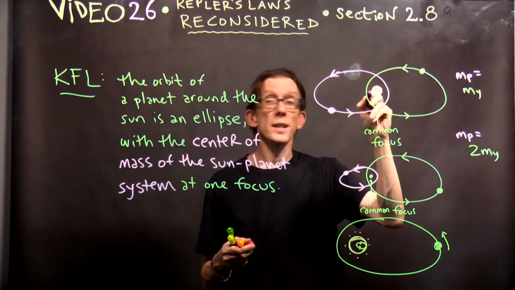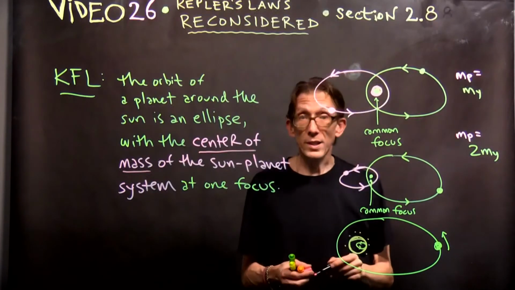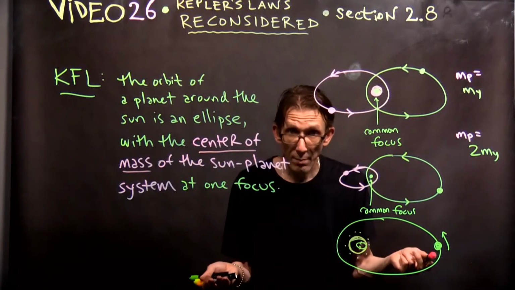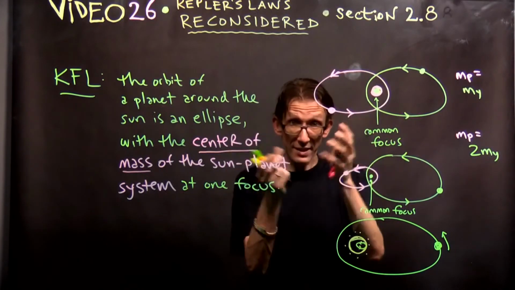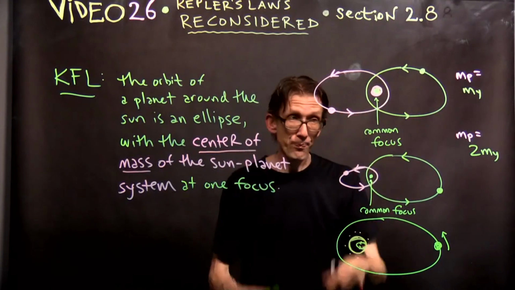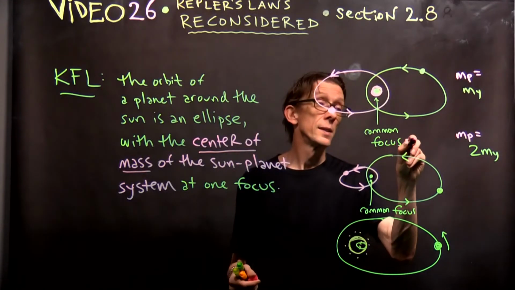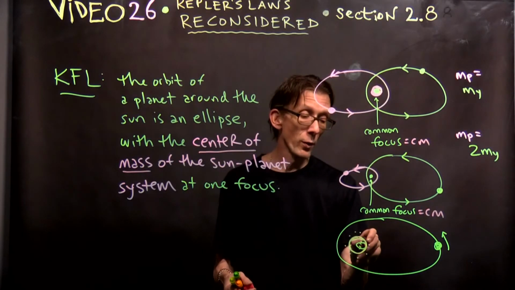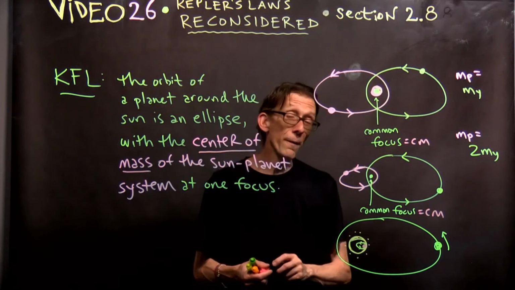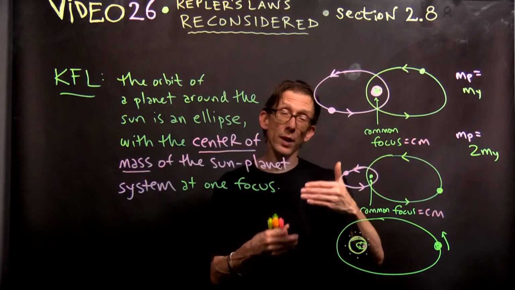The common focus is the center of mass of the sun-planet system. And all sun-planet system means is that collection, the sun and planet taken as a single object, as a single system. Okay, so that is the center of mass. The common focus is the center of mass. In this case, the common focus might be about right there. It turns out for the Sun-Jupiter system, the center of mass is right about at the surface of the sun.